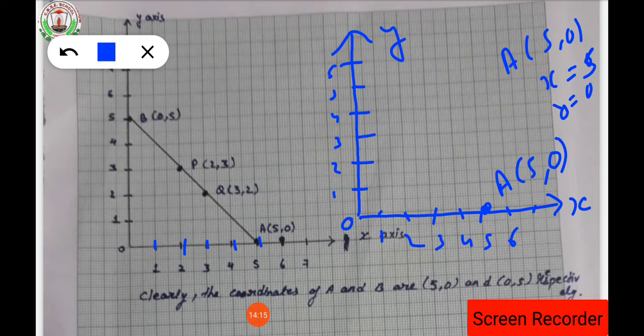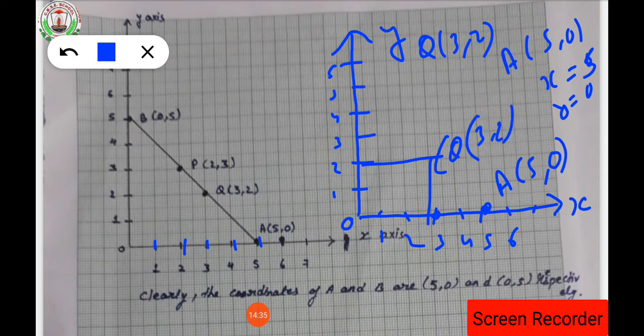In the same way for Q, what are the coordinates of Q? Q we are having (3, 2), isn't it? So x we are having here 3 and y we are having 2. That means the dot will be here. Q (3, 2). Clear? Then P, that is (2, 3). 2, that means the value of x will be how much? 2, and the value of y will be 3. So here it is point P (2, 3). In the same way, always remember that on the vertical line, that means on the y-axis, the value of x is always 0.